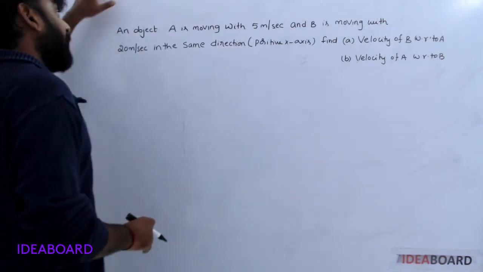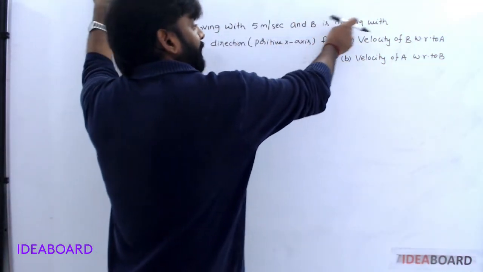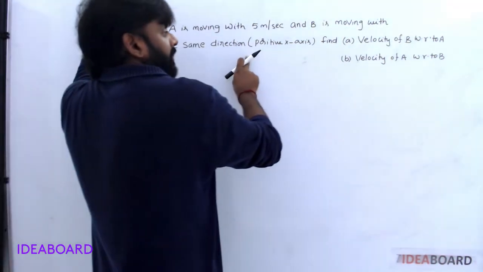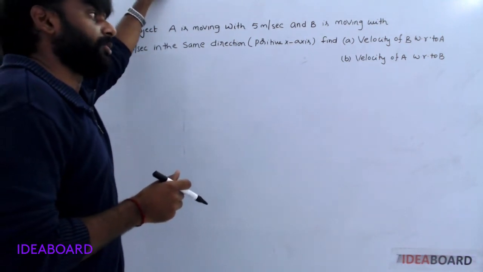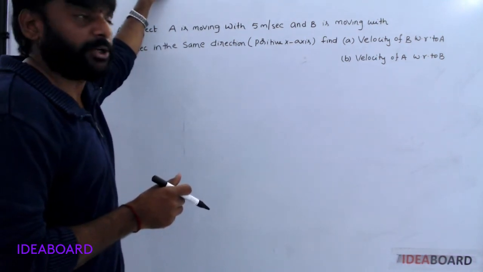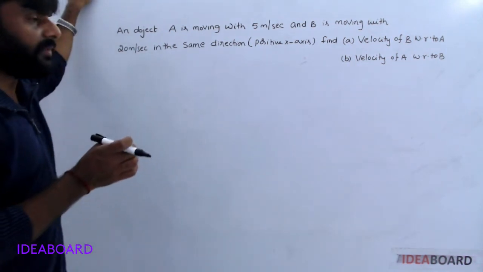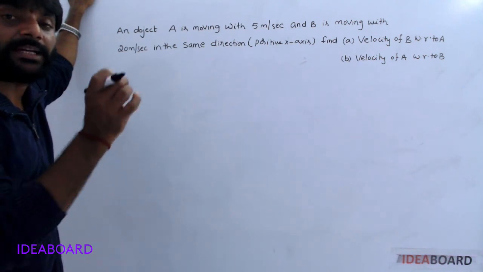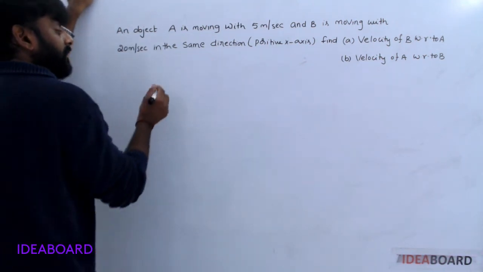See next one problem. An object A is moving with 5 meter per second and B is moving with 20 meter per second in the same direction, positive x-axis. Find velocity of B with respect to A, velocity of A with respect to B. Now to simplify the relative velocity problems, the main important one is vector notation.